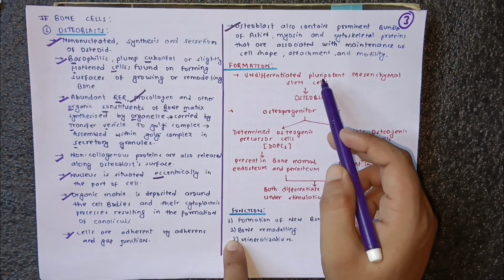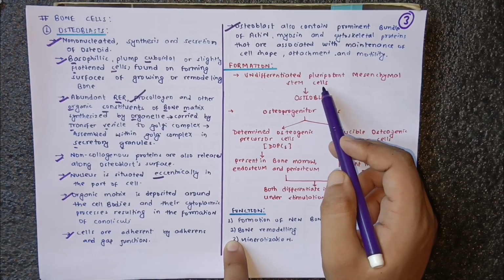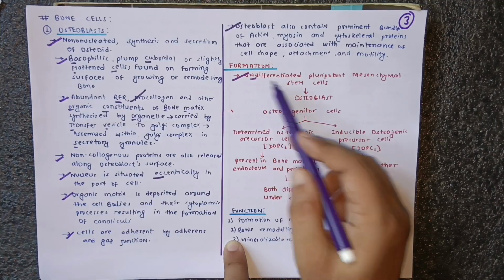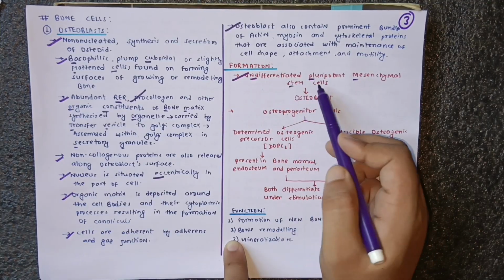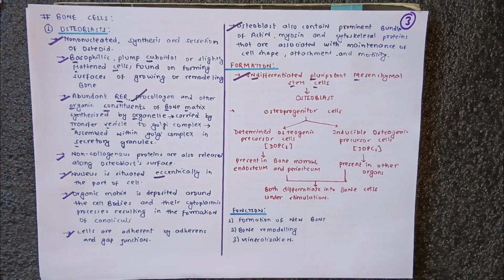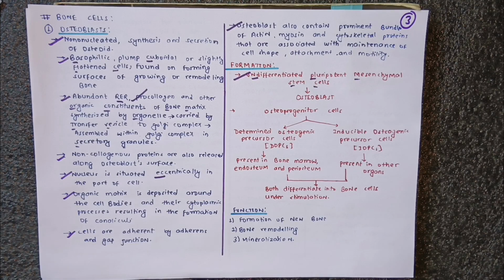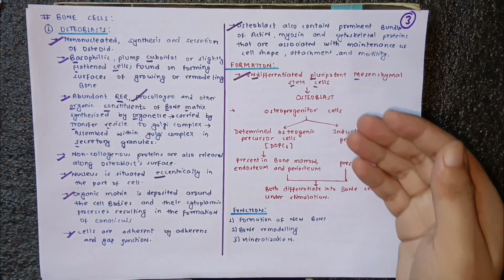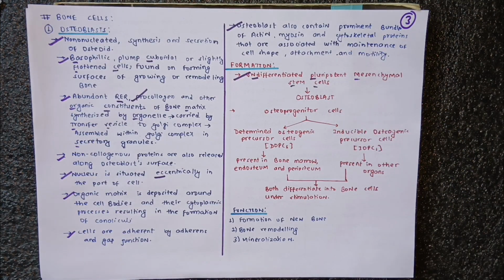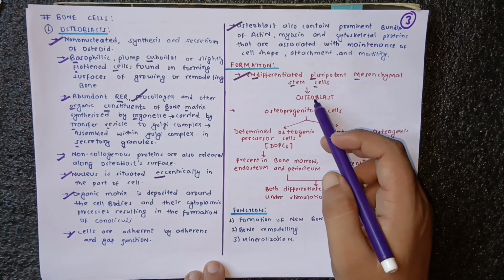So undifferentiated pluripotent mesenchymal stem cells, okay. This is a very important line, so they can ask it in an MCQ question, also in a viva. So what is the origin of the osteoblast? Also, we have discussed this in the previous chapters. In the periodontal ligament, it is formed from the undifferentiated pluripotent mesenchymal stem cells, and that gives the osteoblast, okay.